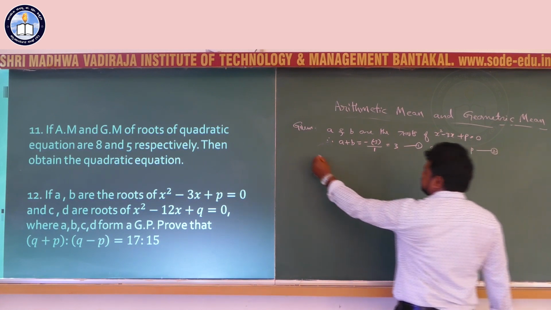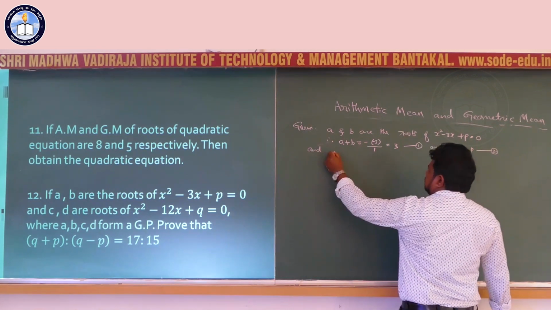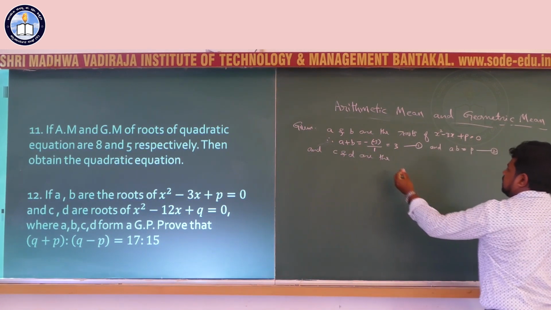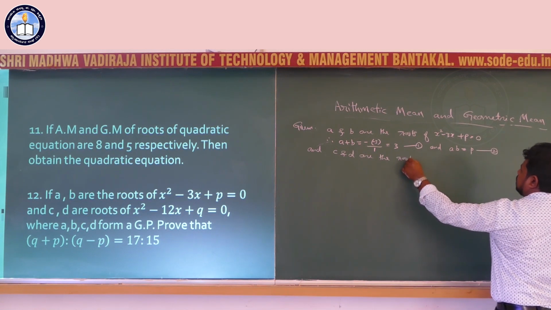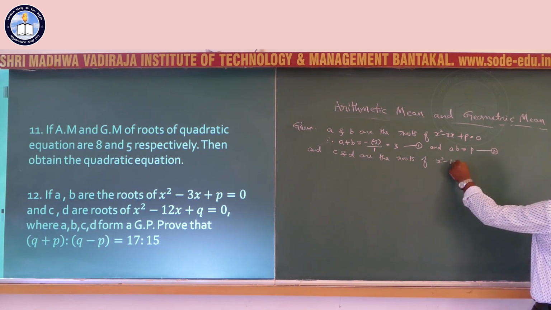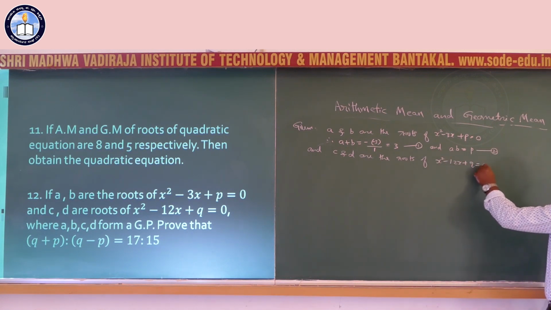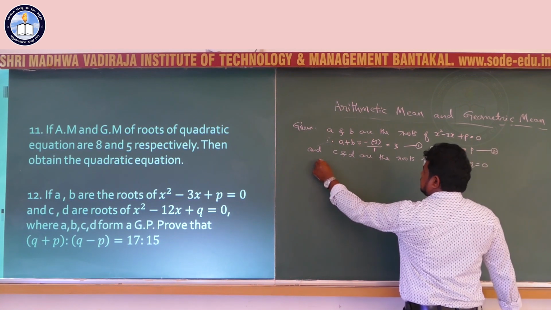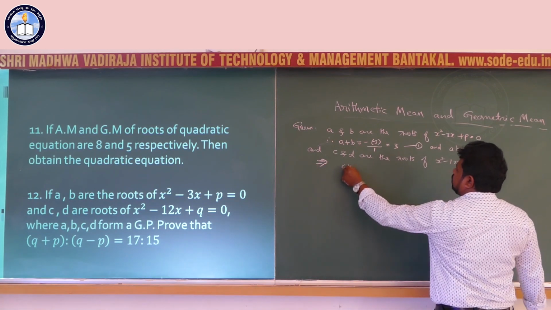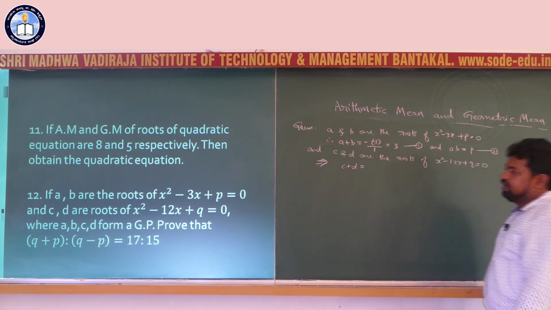And c and d are the roots of quadratic equation x square minus 12x plus q equal to 0. It implies c plus d equal to minus b by a, that is 12.